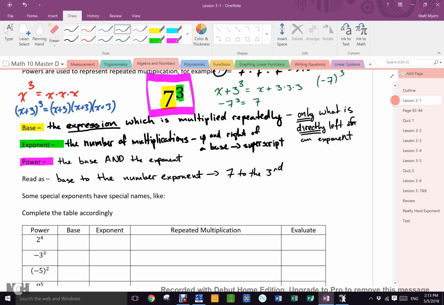2 exponents get special names. X to the 2 is what? Squared. X to the 3 is cubed. Nothing else gets a fun name. It's not fair, I know, but what are you going to do?